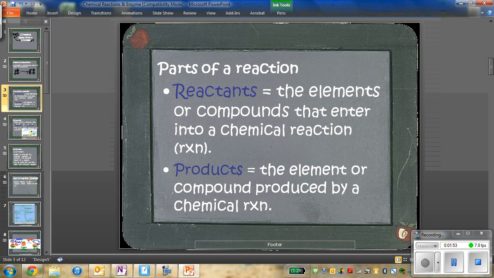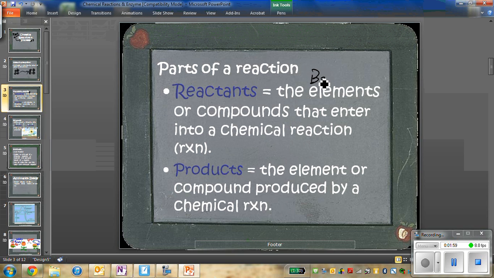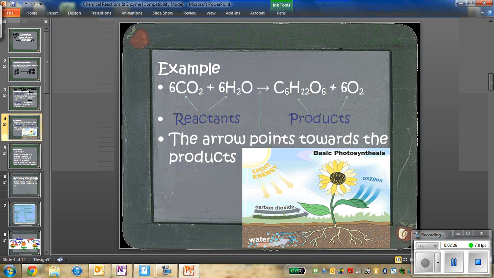The different parts of a reaction are as follows. The molecules you start with, at the beginning, are called the reactants. Those elements enter the chemical reaction. The products are the molecules that come out of the chemical reaction. If you think of it as a box, the reactants go into the chemical reaction box, and out come the products. The arrow in any chemical reaction is always pointing towards the products. When we look at chemical equations, you can see which one's the product by which way the arrow is pointing. Here are some examples.